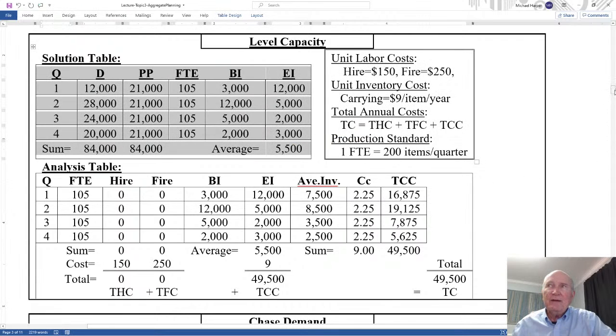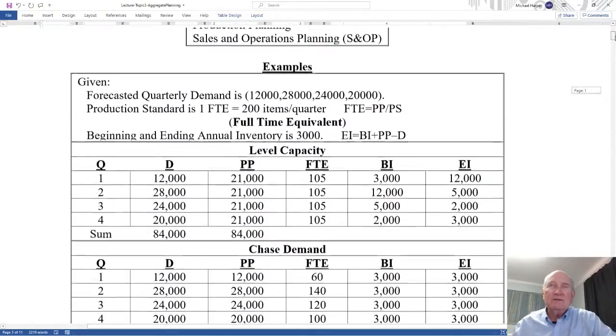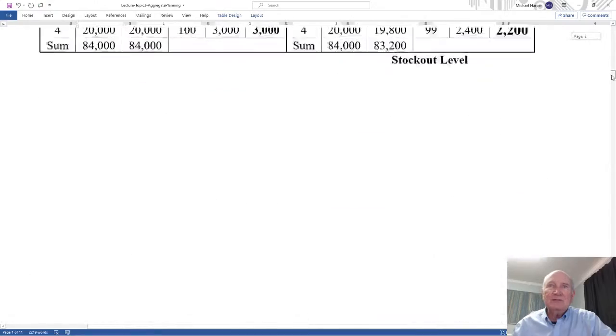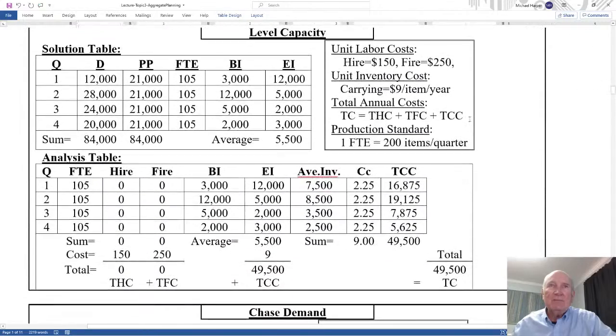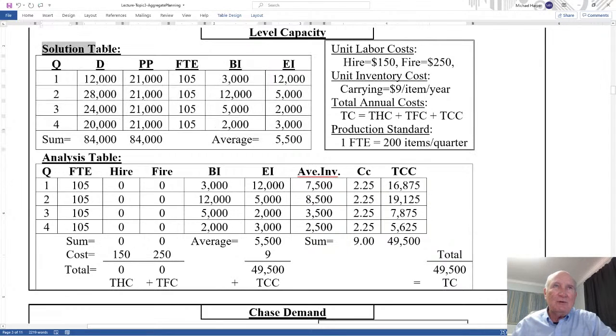As a matter of fact, let me go back and show you. Page 2, page 1. This is the very first page. I take this table right here and I copy it down here. There's page 2, page 3. I copy it right here. Okay, it's the same table. But I call this a solution table.